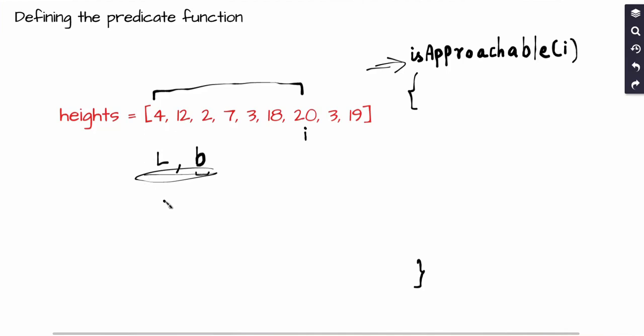12 minus 4 would give me 8. Then 7 minus 2 would give me 5. 18 minus 3 would give me 15. 20 minus 18 would give me 2. So these are the differences which I have, or the jumps which I have to make.